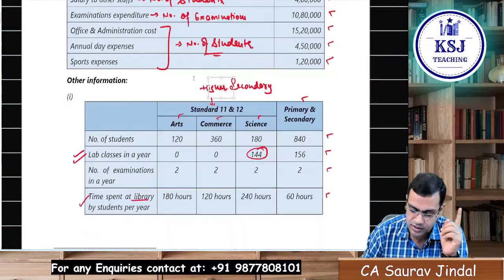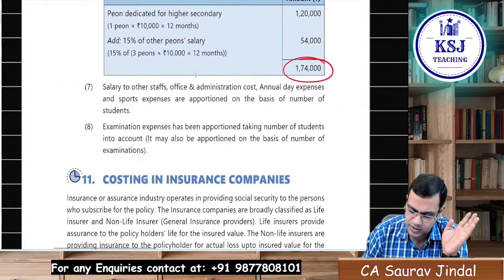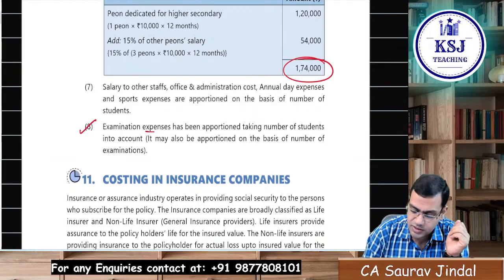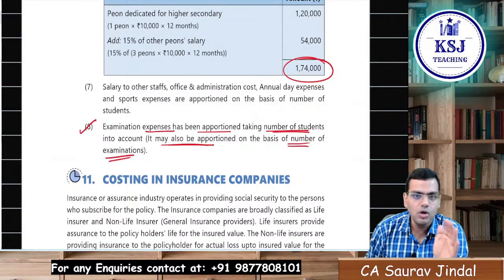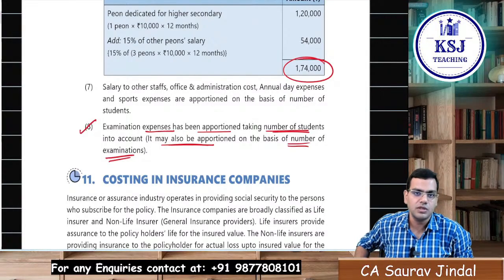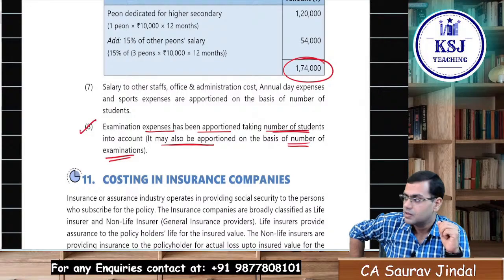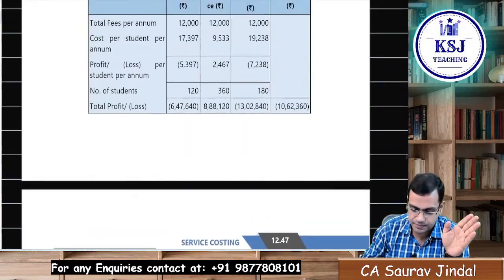Now in this question, I think examination expenditure also they have distributed on the basis of number of students. Read this point 8. He says examination expenses have been apportioned on the basis of number of students, but it may be apportioned on the basis of number of examinations also. Sir, more logical is on the basis of number of examinations, because we have a base for the distribution. If we have a base for the distribution, then why not distribute on that base? Isn't it? So you can go for the number of examinations, no issues in that.